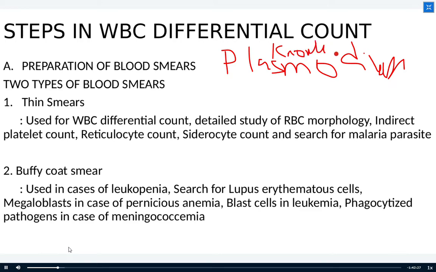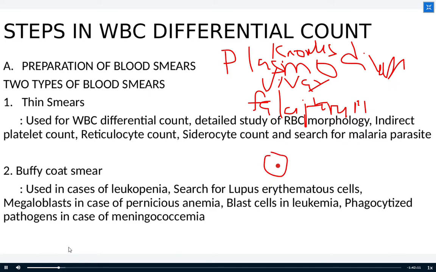Now, usually class, your vivax and your falciparum would be the first ones you see. They would appear inside your RBC, class. Sometimes the trophozoite would be banana shaped in falciparum. So you could use your thin smear for that.